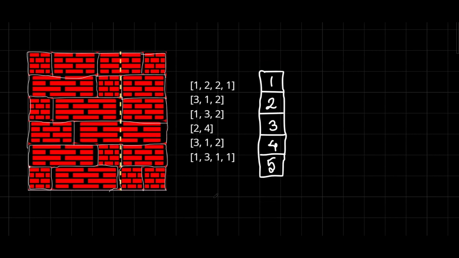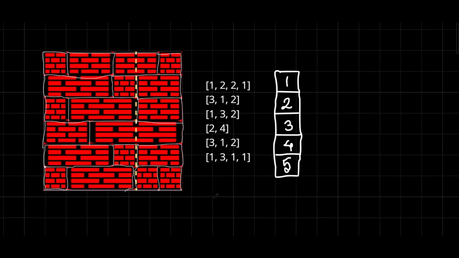Now let's move on to the algorithm. For the simplicity of the algorithm, we have taken the first example here. The first example has 6 rows, where in the first row, the first element is 1, which means this first block has width 1. The next element is 2. This means this next block has width 2. Now, this element is 2. This means this block has the width of 2. This element is 1. This means this block has the width of 1.